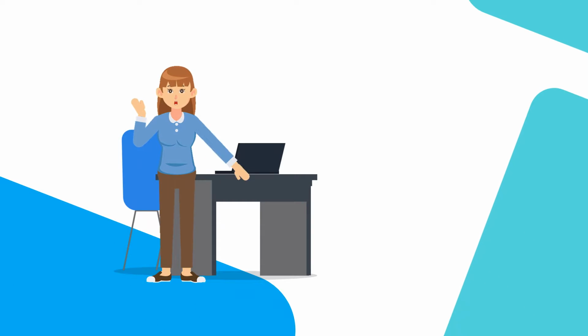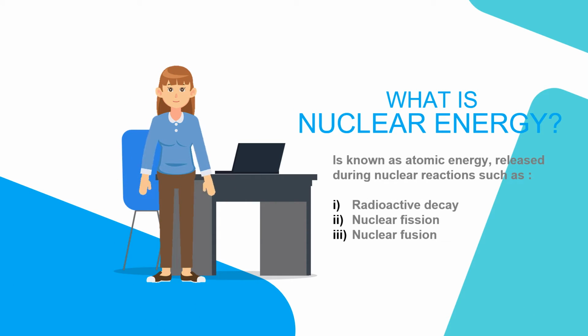What is nuclear energy? Nuclear energy is known as atomic energy that is released during nuclear reactions such as radioactive decay, nuclear fission, and nuclear fusion. Nuclear energy is the energy in the nucleus or core of an atom. Nuclear energy can be used to create electricity, but it must first be released from the atom.